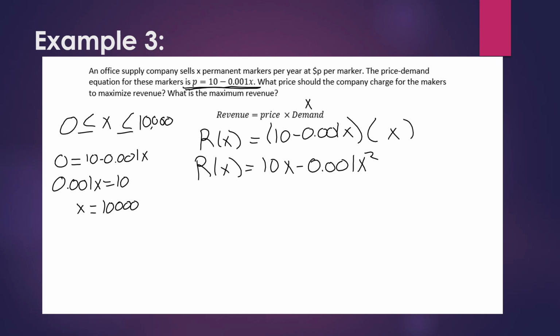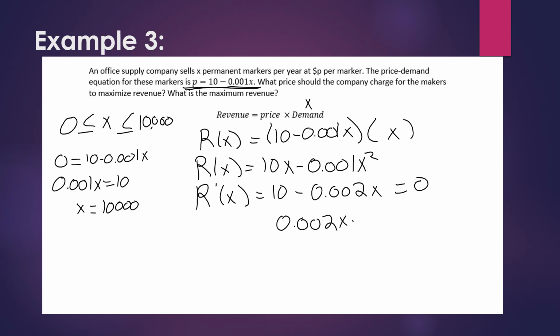But we also want to find, well, what is our critical value? So to find critical values, we take r prime. So the derivative of 10x is 10, and the derivative of 0.001x squared is going to be 0.002x. We need to set this equal to 0. And when we do that, we're going to get 0.002x equals 10. So x is going to be 5,000. So the points that we need to test: r of 0, r of 5,000, and r of 10,000.